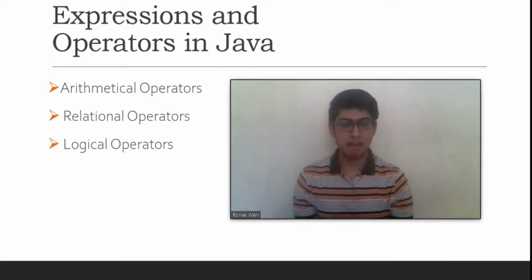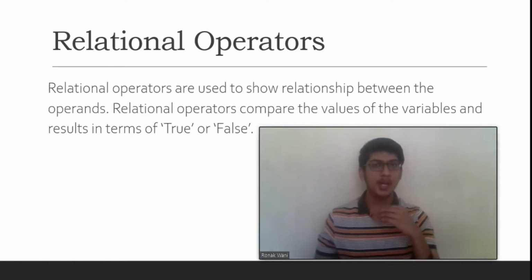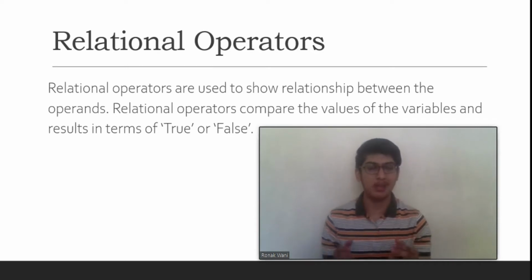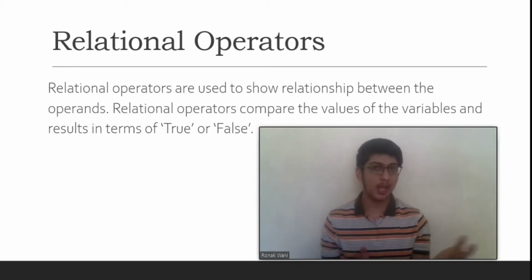So let's begin. What are relational operators? Relational operators are used to show relationship between operands. What are operands? Operands are variables used along with operators and on which operation is being performed. Relational operators compare the values of the variables in terms of true or false. So relational operators are mainly used to check whether the variable has the same value as the other variable, or has a lesser value than the other variable, or has a greater value than the other variable, or whether the values of both the variables are identical or not.